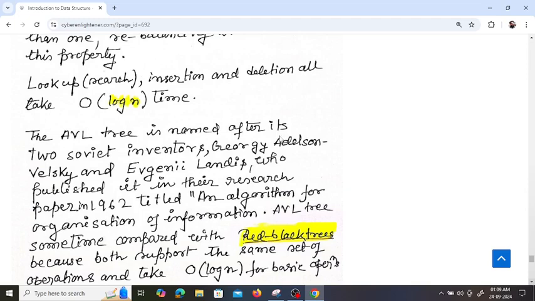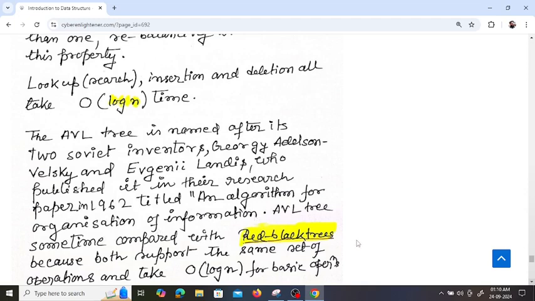The AVL tree is named after its two Soviet inventors, Georgy Adelson-Velsky and Landis, who published this work in a research paper in 1962. The title of the paper is "An Algorithm for the Organization of Information".